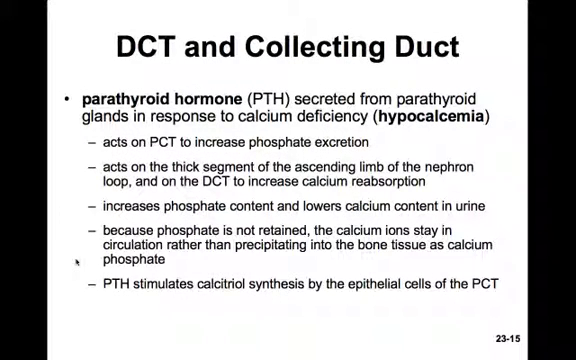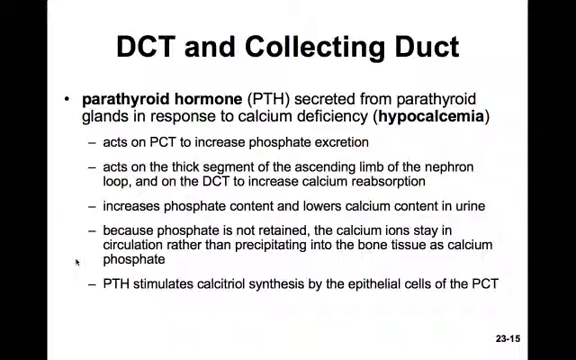So finally, we'll take a look at parathyroid hormone, which we've already seen in its role in calcium maintenance. Here, again, its role is in calcium maintenance. It acts to increase calcium retention, lowering calcium content in the urine, and it acts to increase phosphate release into the urine. By having phosphate released and calcium maintained, we'll see that the elevated levels of calcium ions stay in circulation rather than precipitating into bone tissue as calcium phosphate.